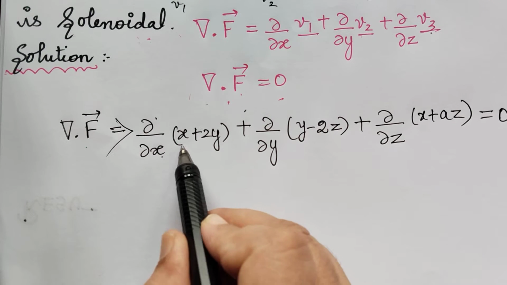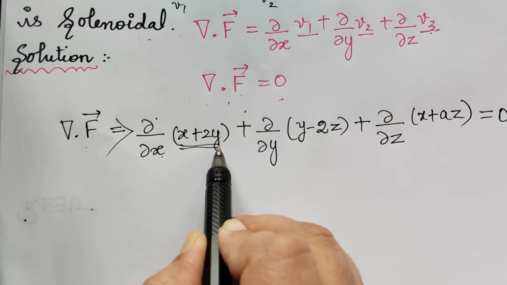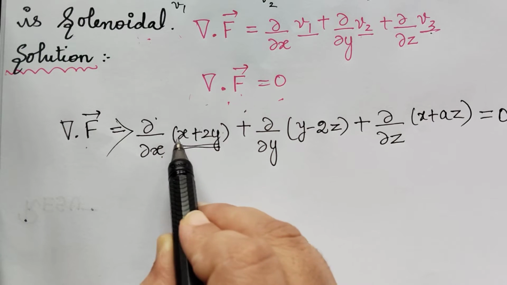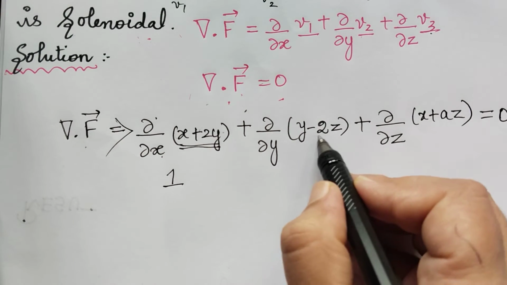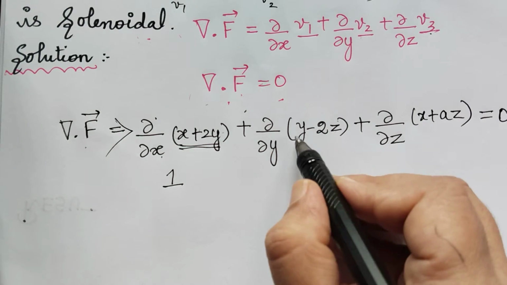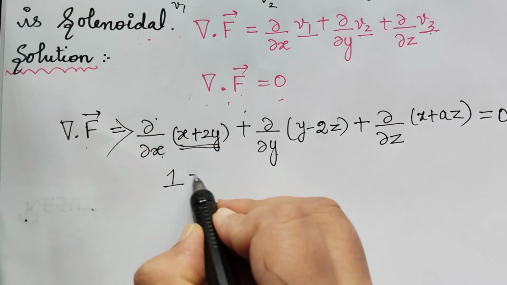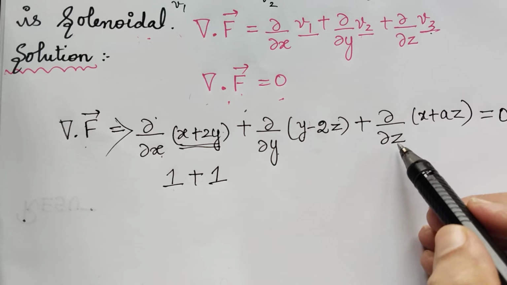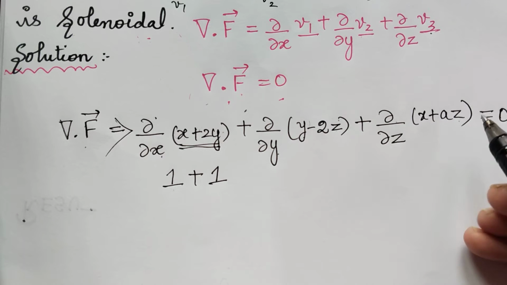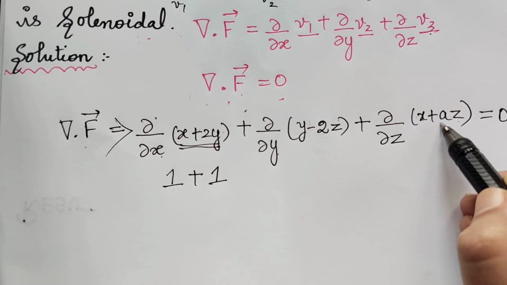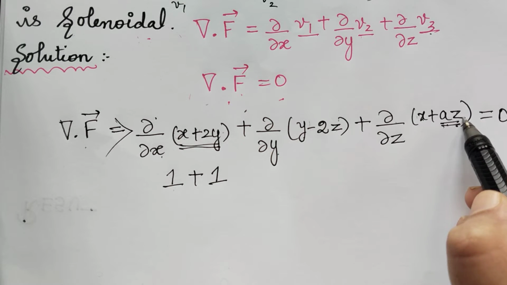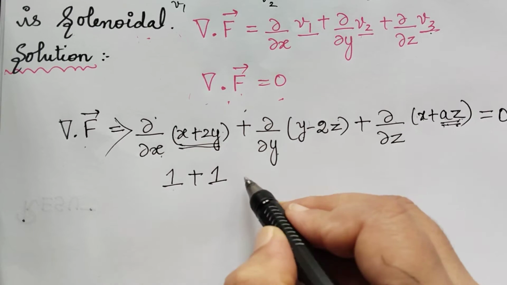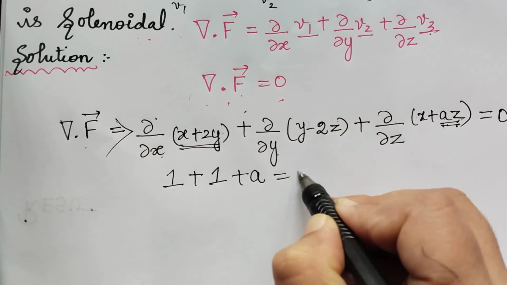Now what is the partial differentiation of this term with respect to x? 2y will become 0 and the differentiation of x is 1. And here we have 2z which will become 0 and the differentiation of y with respect to y is 1. And here partial differentiation with respect to z: x will become 0 and the partial differentiation of z is 1, and so a into 1, which will be a. So plus a is equal to 0.